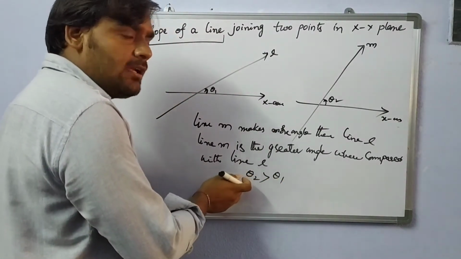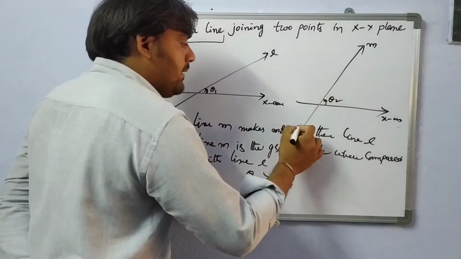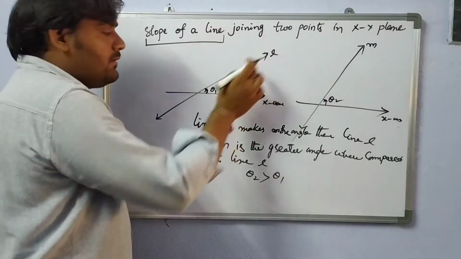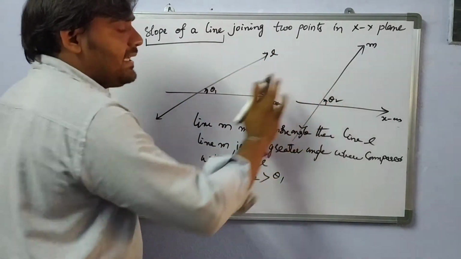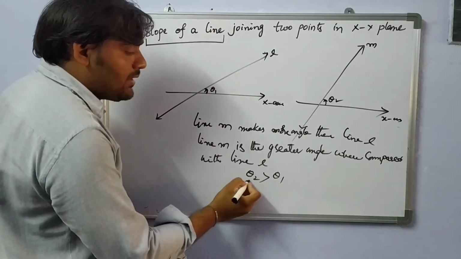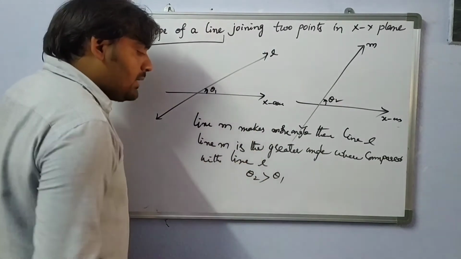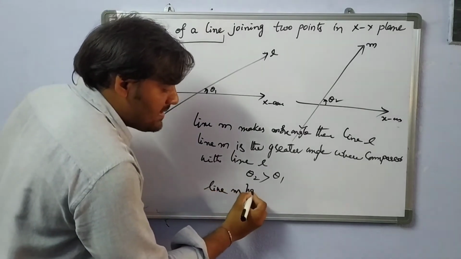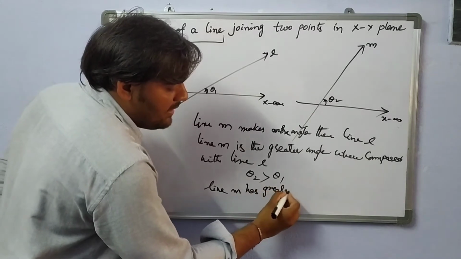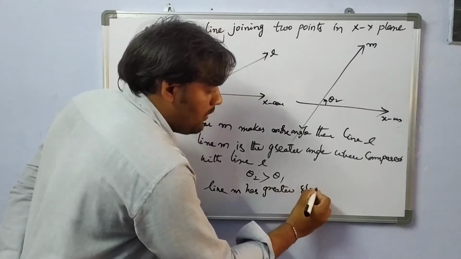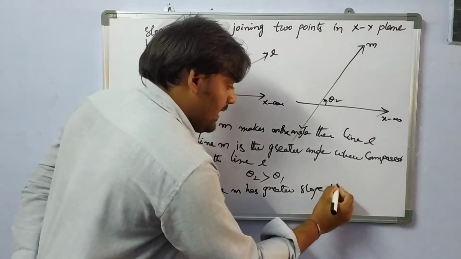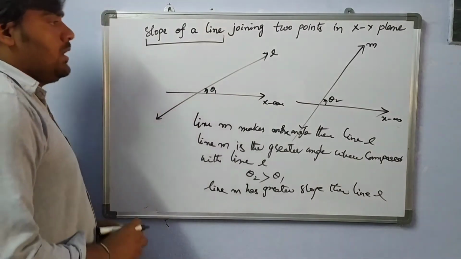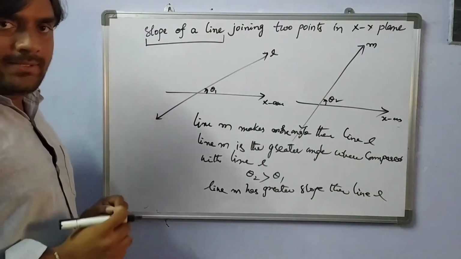Theta 2 is the angle made by line M. Theta 1 is the angle made by line L with respect to the positive x-axis in anti-clockwise direction. So theta 2 is greater than theta 1. Definitely we can say that line M has greater slope than line L. See, this is the slope of a line.